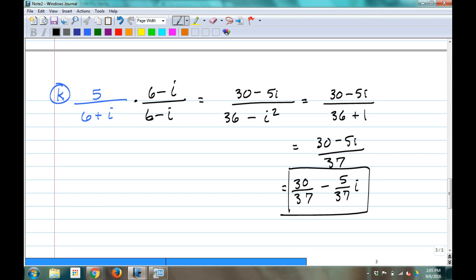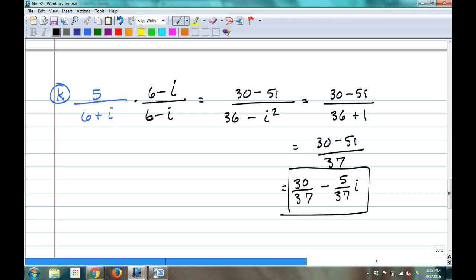Why did you get a plus one over it? Because what's i squared? Negative 1. Minus negative 1 is plus 1, yeah. So that's where that plus is coming from. And then I'm just splitting this into 2 separate fractions, and I would simplify if it would. It doesn't on this one.